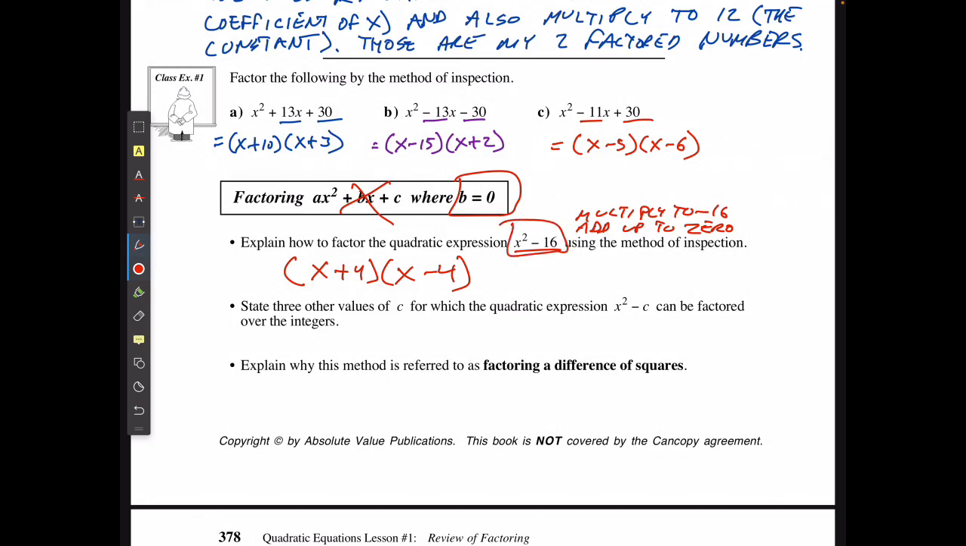If I'm stating three other values for c, which the quadratic expression x squared minus c can be factored over integers, then I'm just looking for other possibilities where it's going to be a positive and negative of the same number. So if I said it was positive 5 and negative 5, then c would equal 25, because it says minus c. If I said that it was positive 2 and negative 2, then it's going to be 4. If I said it was positive 3 and negative 3, it's going to be 9. So any perfect square will work.